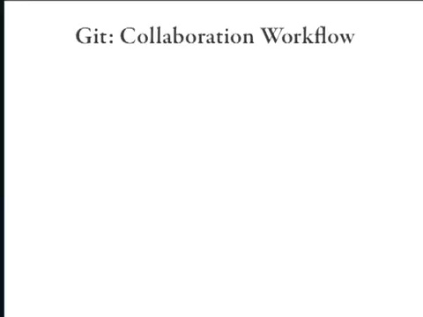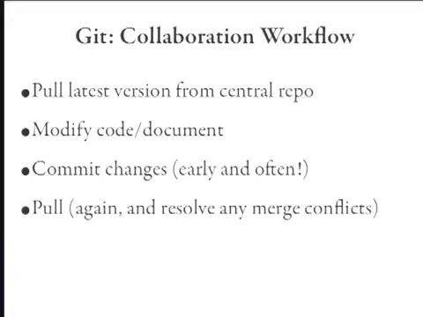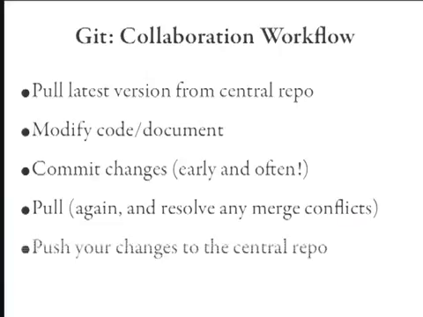So once again, this overview of the workflow is just to pull the latest version from the central repository, modify the code and documents on your local repository, commit your changes as you make them, pull again to resolve any merge conflicts that might have occurred while you were working on your code, and then you can push your changes to the central repository, and then you can repeat. So once again, I'll give a quick demo of how to do this sort of workflow with SmartGit.